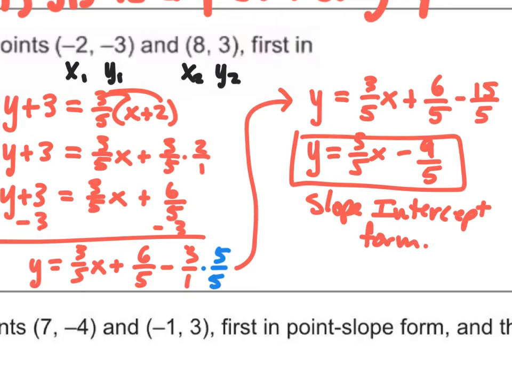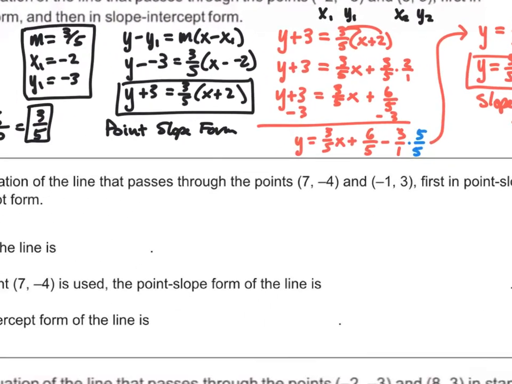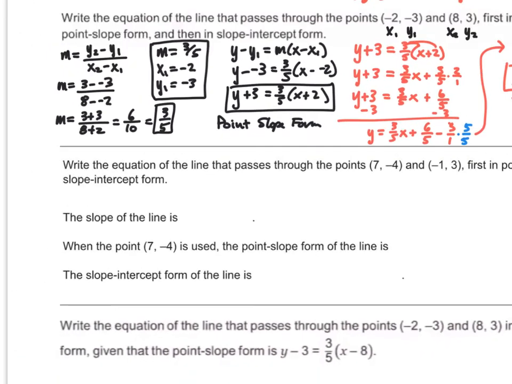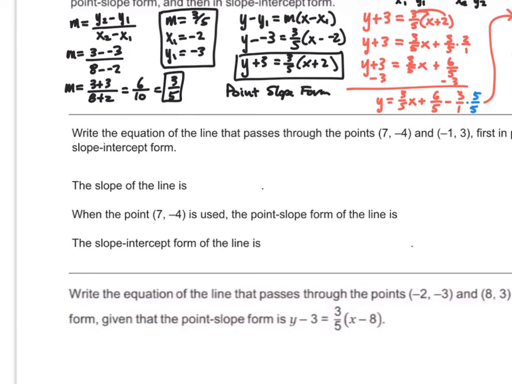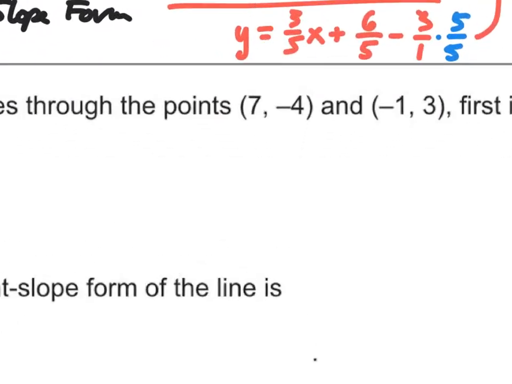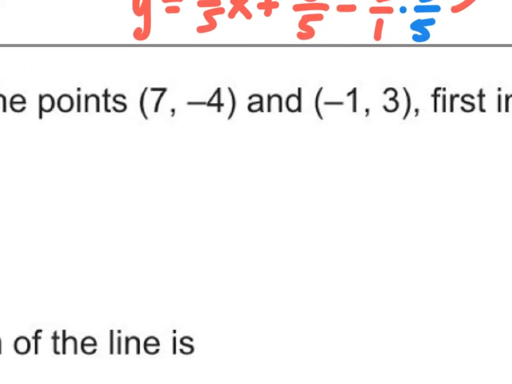Okay, so now let's take a look at the next one. The next one says the same thing. It says write the equation of the line that passes through the points (7, negative 4) and (negative 1, 3), first in point-slope form and then in slope-intercept form. So the first thing I do, because I'm given 2 points, is figure out the slope. I'm going to label this x sub 1, y sub 1, x sub 2, and y sub 2.